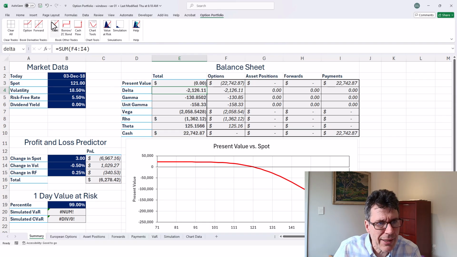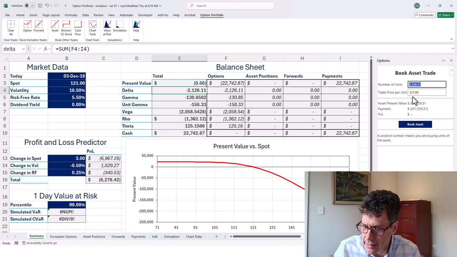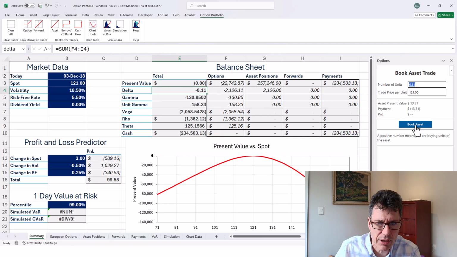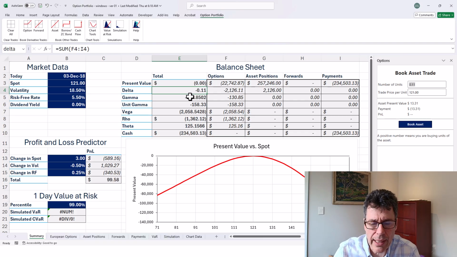I click the asset button. It's rounded the number of shares to 2 decimal places. We just want whole shares, so we're going to use 2126. We book the asset. We can see our delta is now mostly hedged.